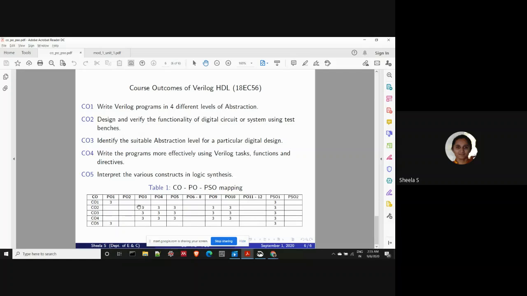After developing the design, you will try to analyze whether your design is going to work properly or not by doing simulation. Since this is a lab supported subject, whatever programs you are going to study in theory, the same programs you will be executing in lab also.